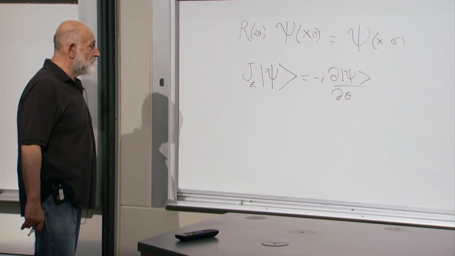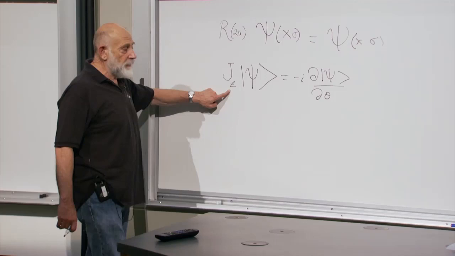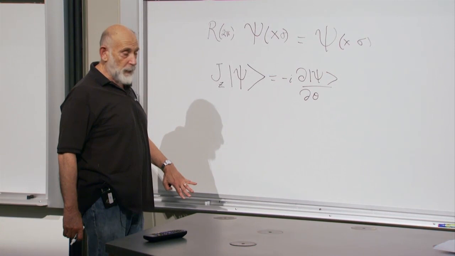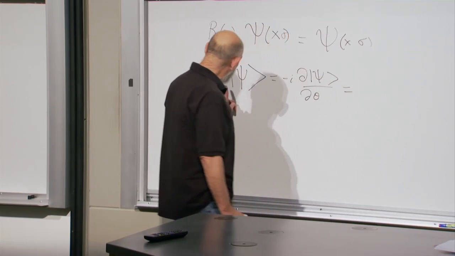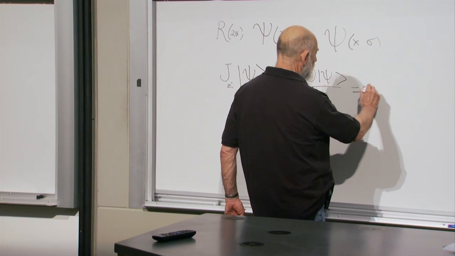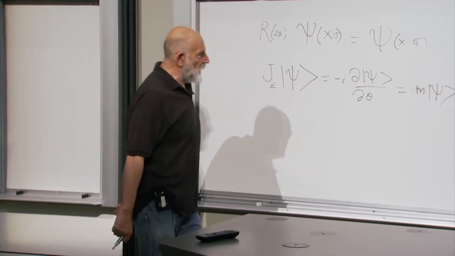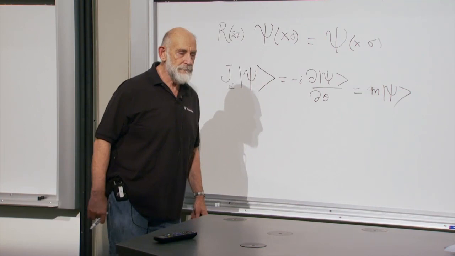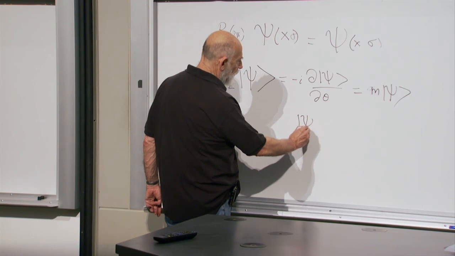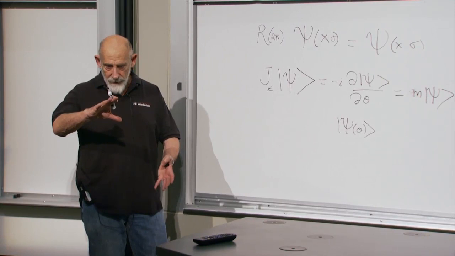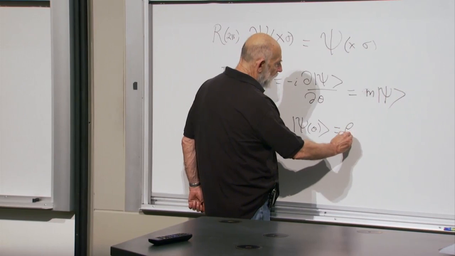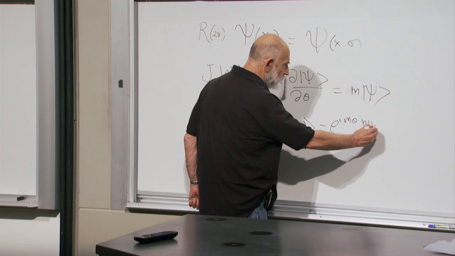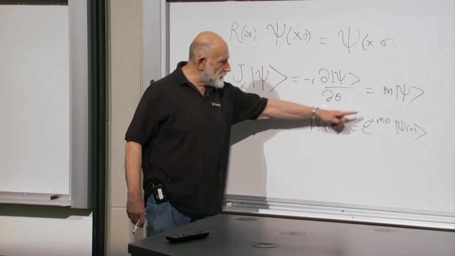Let's suppose that the angular momentum about the z-axis had a definite value, the eigenvalue equation. Then we would write that this is equal to m. M would be the eigenvalue of Jz. It would just be m times psi. We can think of psi as a function or as a vector, it doesn't matter. What's the solution of this equation? The solution is that psi of theta, in other words, the psi that you get when you rotate by angle theta is what? E to the I m theta psi of 0. This is just the equation that says a derivative of something is equal to m times the something. And that would be the solution of it.